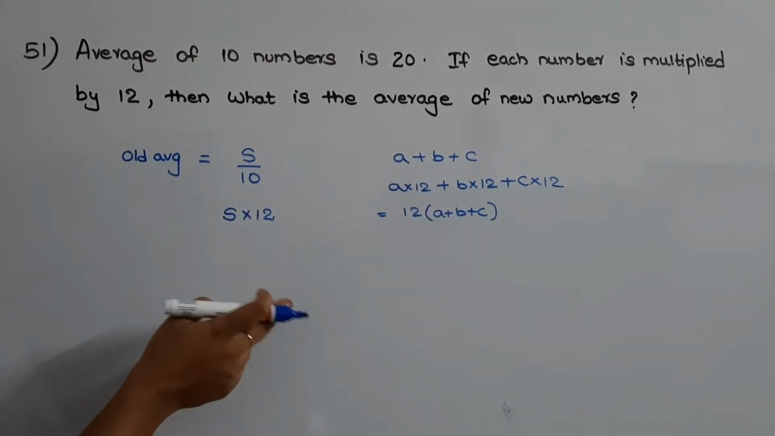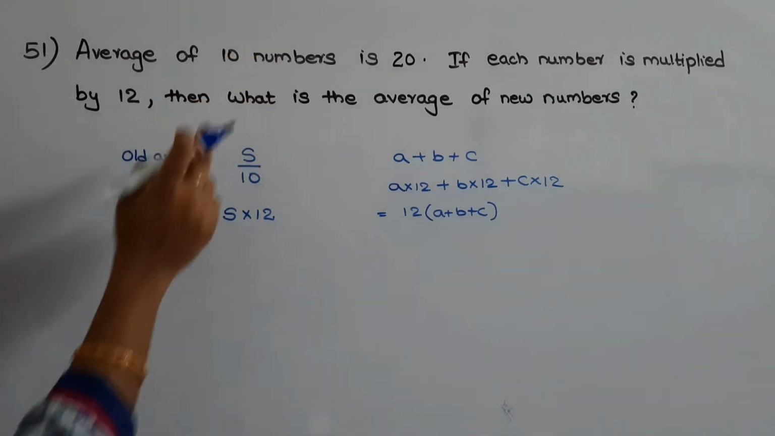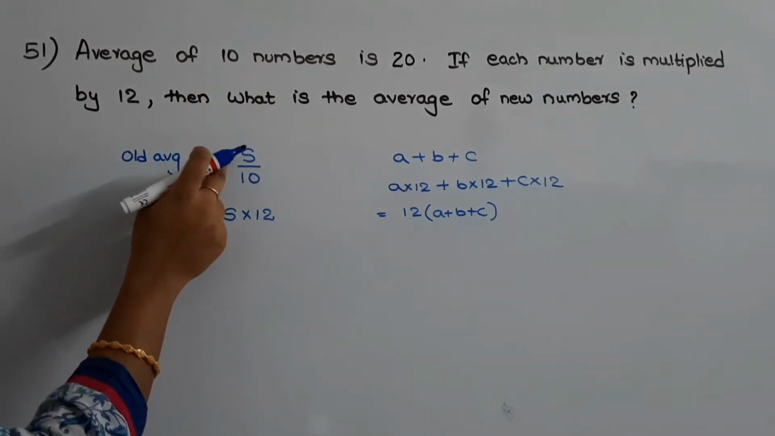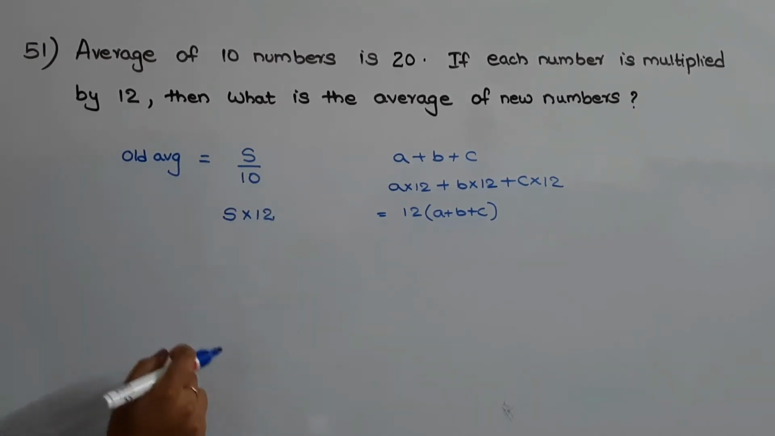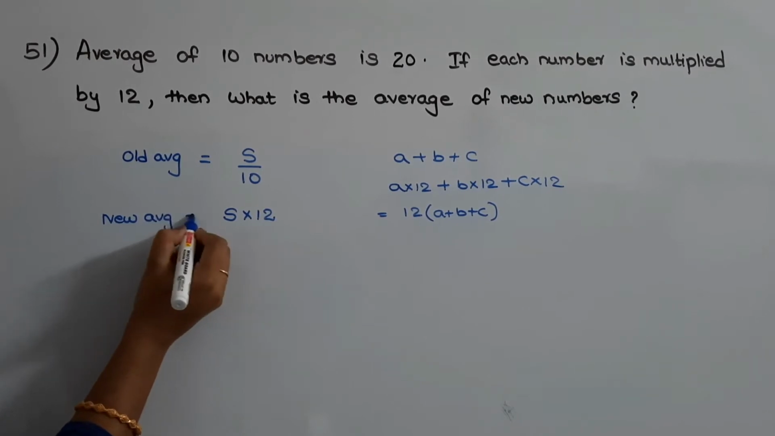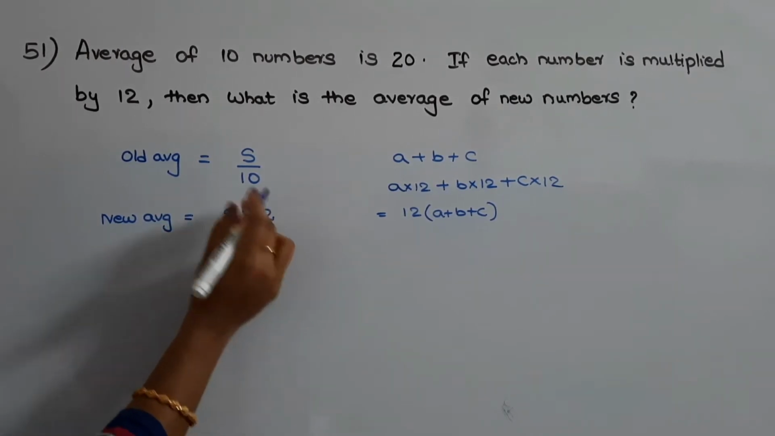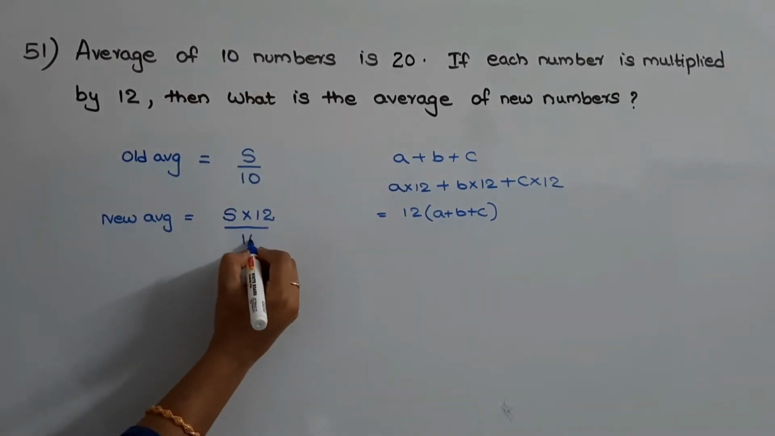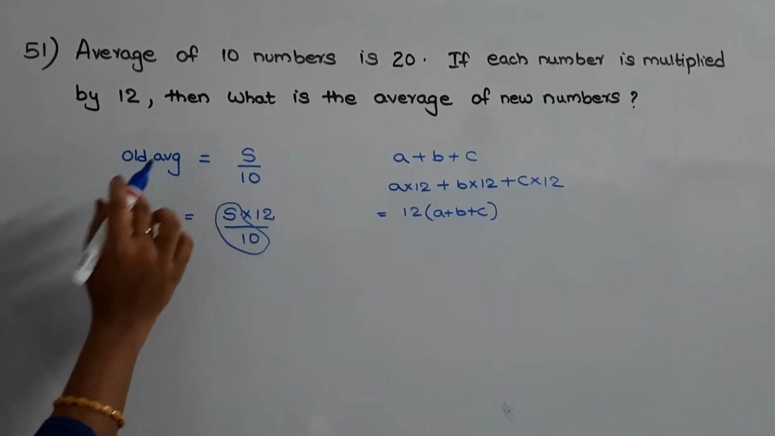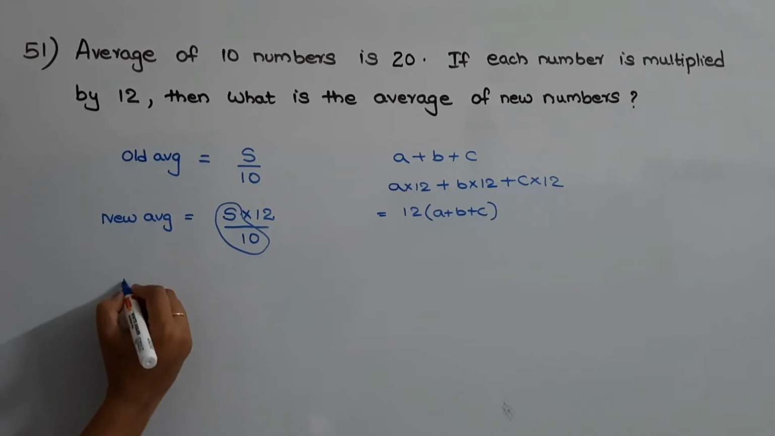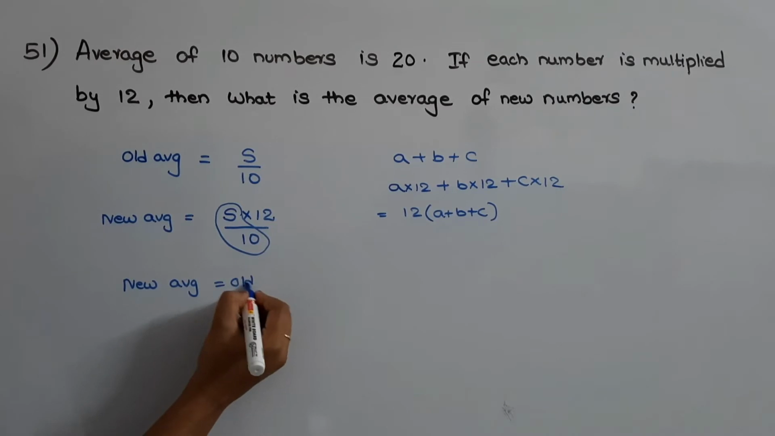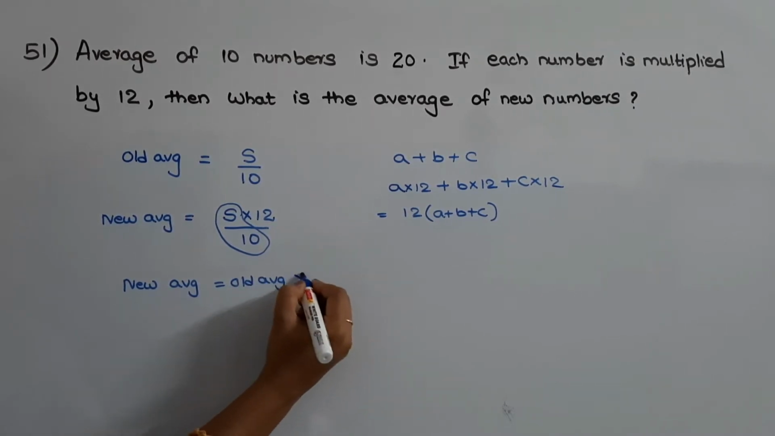So similarly, if each of the 10 numbers is multiplied by 12, then the new sum will be equal to old sum into 12. Then what will be the new average? New average will be equal to new sum divided by number of observations, that is 10. So this S by 10 is the old average. So new average will be equal to old average into 12.